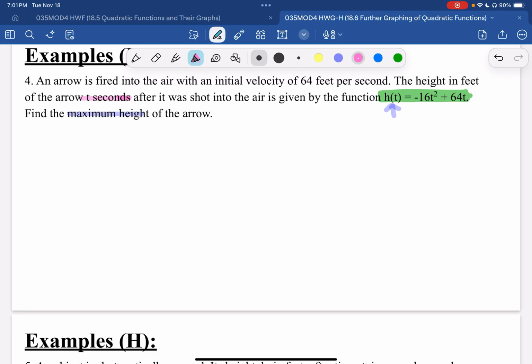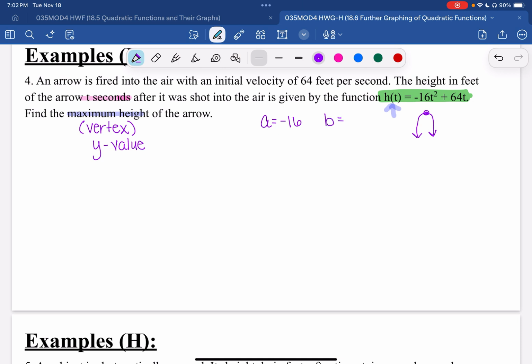If I'm trying to find the maximum height, that means that I want to find the vertex, specifically the y value. Now, this function is negative, which means it's going to open downward, which means it will have a maximum. I just need to find the y value. So I'm going to start by finding my vertex. So A is negative 16.